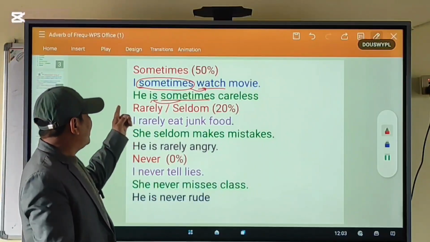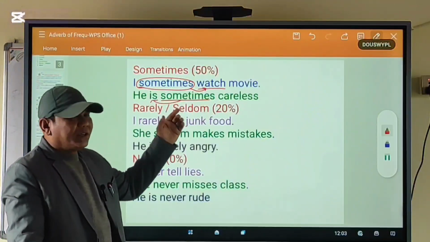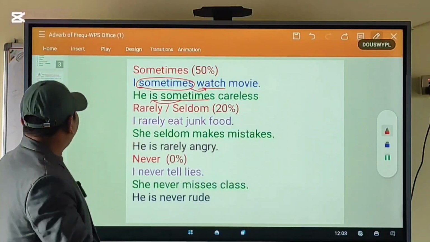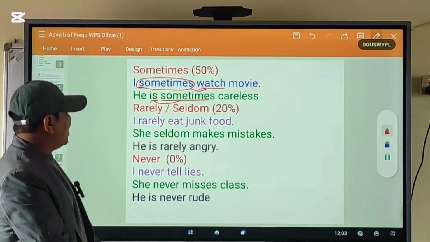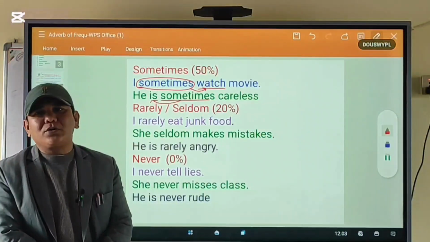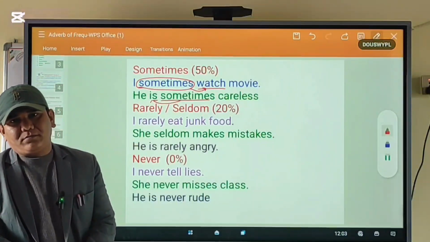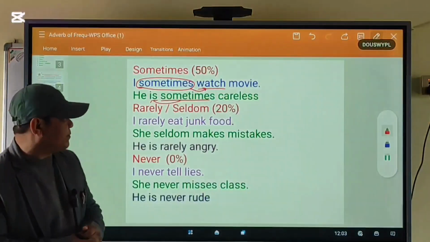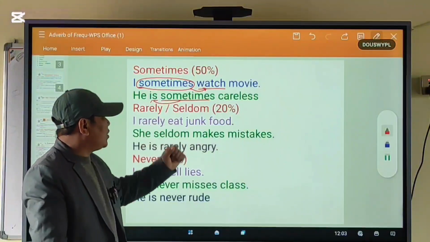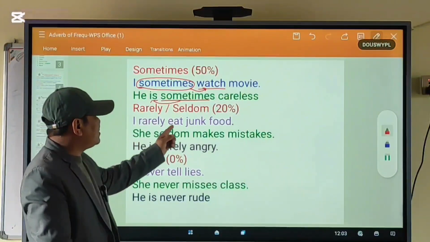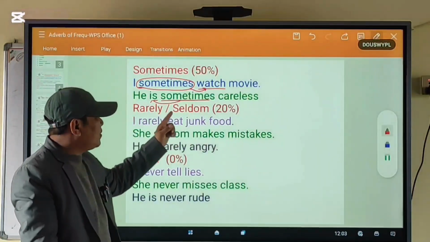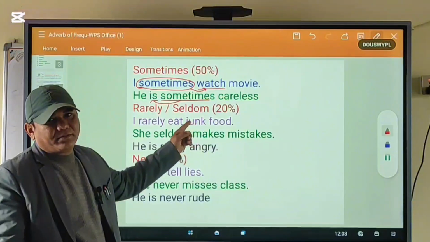In the same way, rarely and seldom are used when something happens 20% only, not more often. Okay, not more often. For example, I rarely eat junk food. It means what? I eat junk food only 20%. Right? I eat junk food not more often.